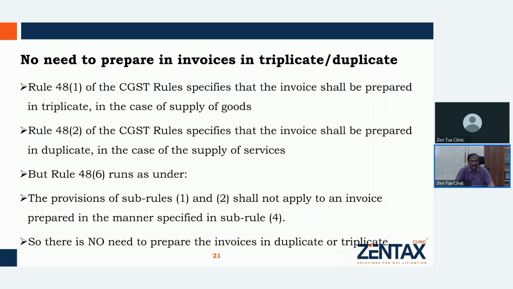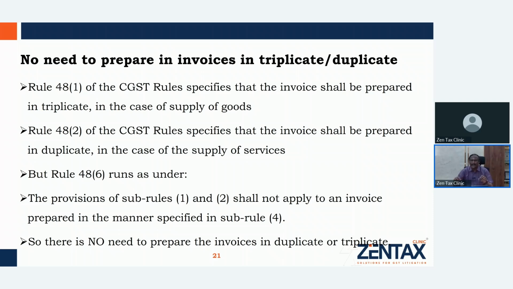And also Rule 48.1 and then Rule 48.2. 48.1 applies for goods and then 48.2 applies for services. There they mentioned that invoices should be prepared in triplicate in case of goods and duplicate in case of services. But in case of the e-invoice, such provisions are not applicable. So if you are generating the e-way bill, there is no need for a triplicate invoice for goods.